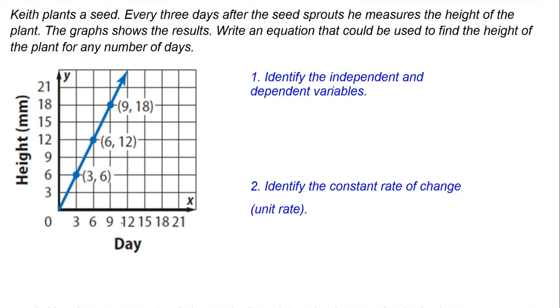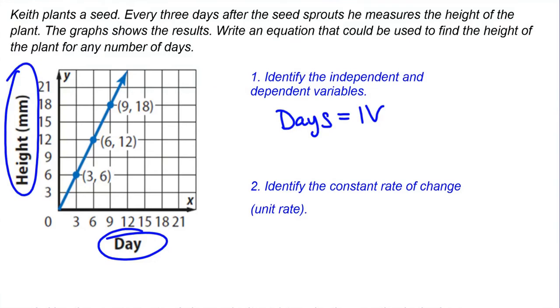This is easy to do on a graph because the independent variable is always on the x-axis. So days is our independent variable, and the dependent variable is always on the y-axis. So the height of the plant is our dependent variable. And then what's the constant rate of change? That's the dependent variable divided by the independent variable. So I can pick any of these values on the line.